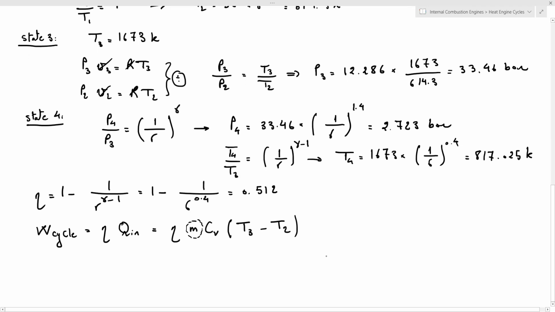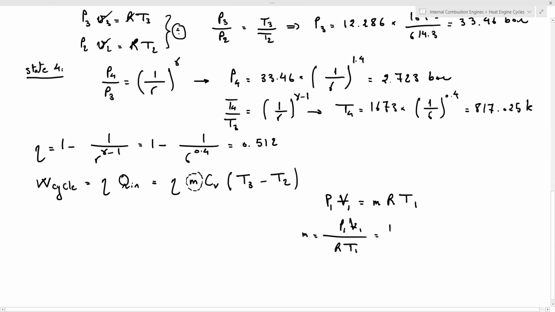If we apply the ideal gas law at state 1, we can say that P1 V1, where V1 here is the total volume, not the specific volume, will be equal to the mass of air times R times T1. So m is simply P1 V1 divided by R T1.